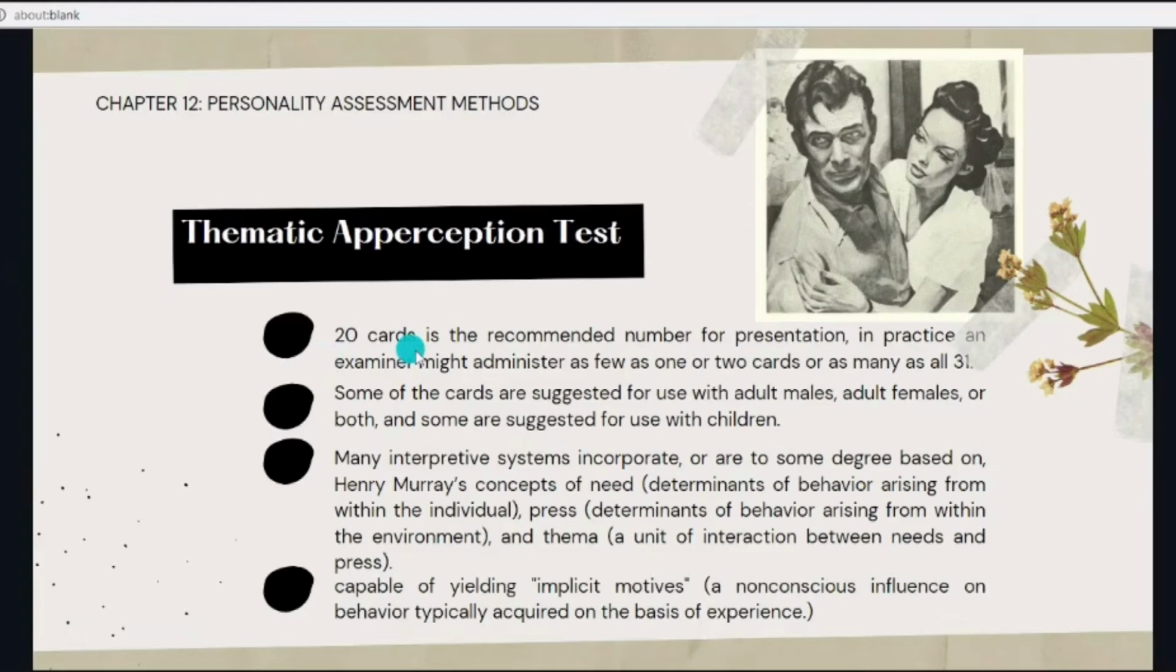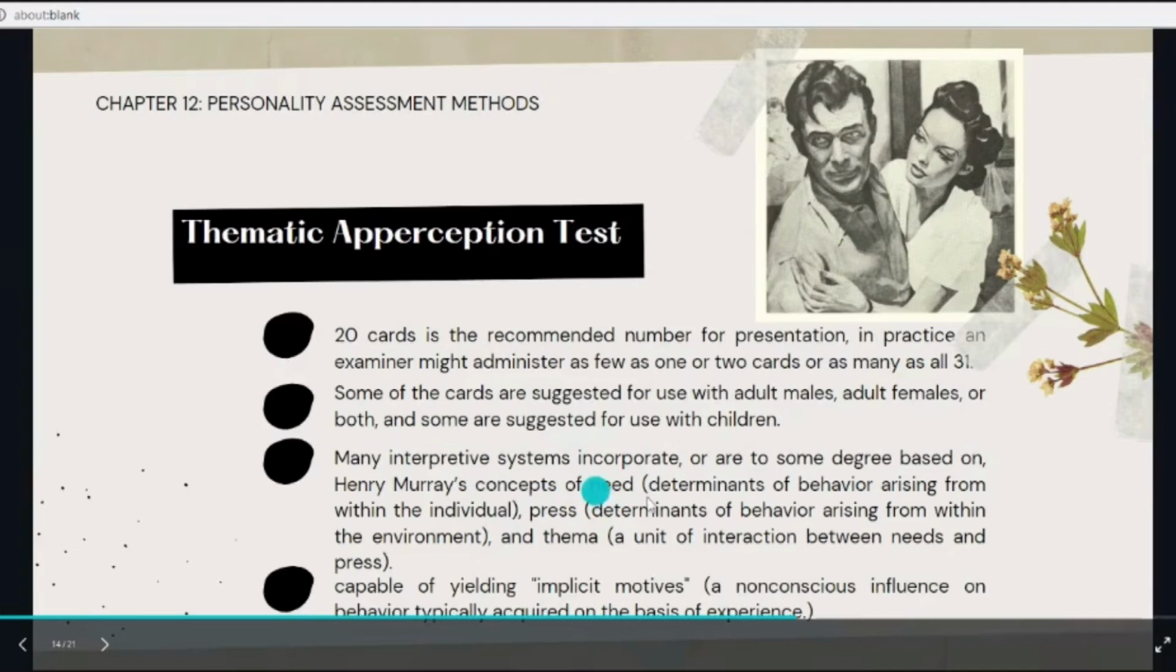So 20 cards is the recommended number for presentation. In practice, an examiner might administer as few as one or two cards or as many as all 31. Some of the cards are suggested for use with adult males, adult females, or both, and some are suggested for use with children. Many interpretive systems incorporate or are to some degree based on Henry Murray's conception of need, determinants of behavior arising from within the individual; press, determinants of behavior arising from within the environment; and thema, a unit of interaction between needs and press.